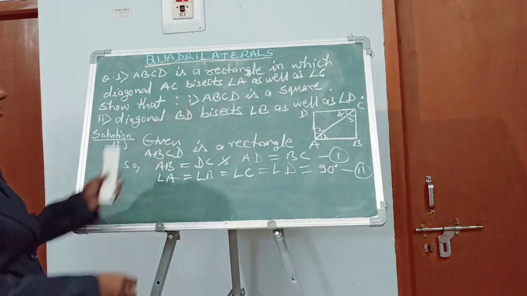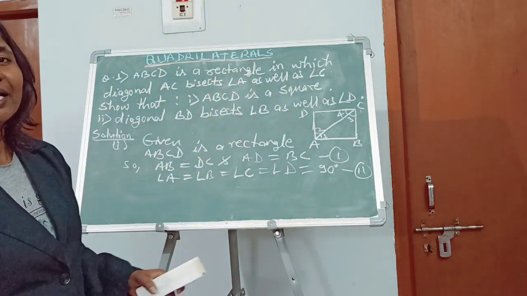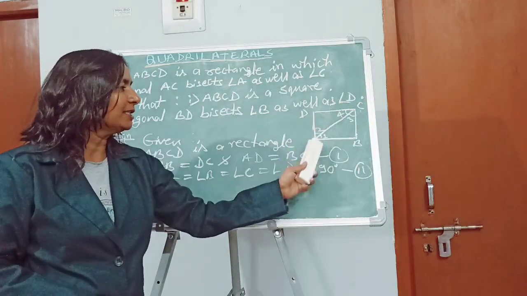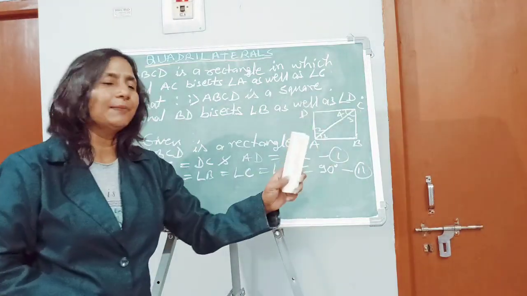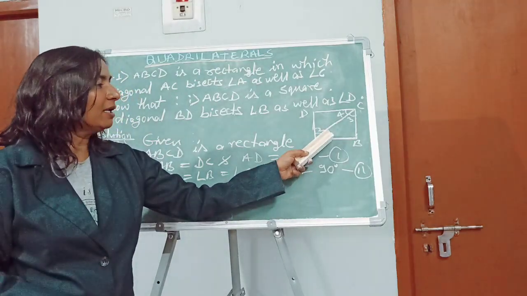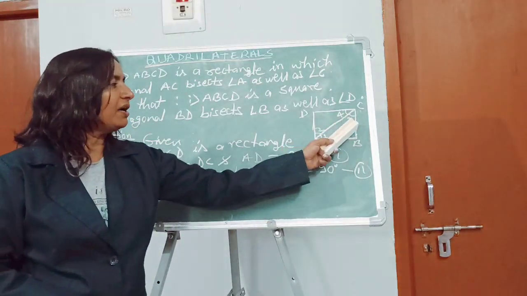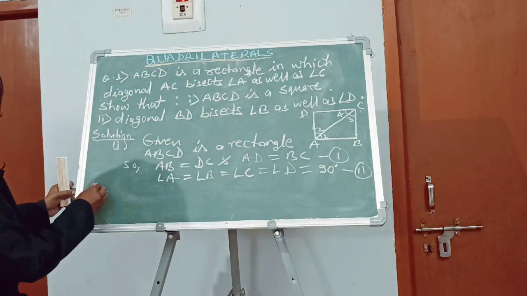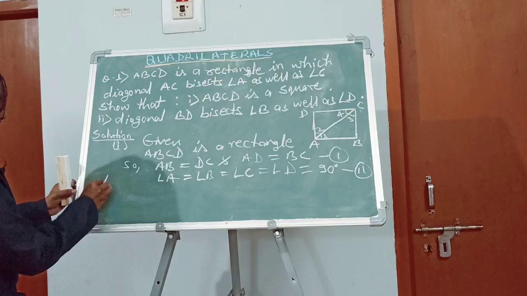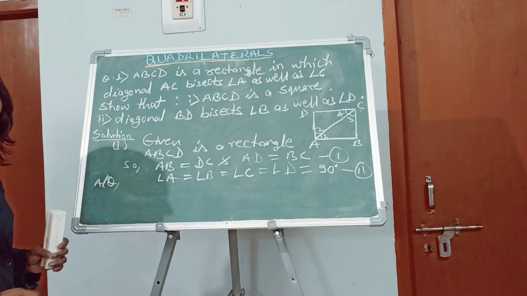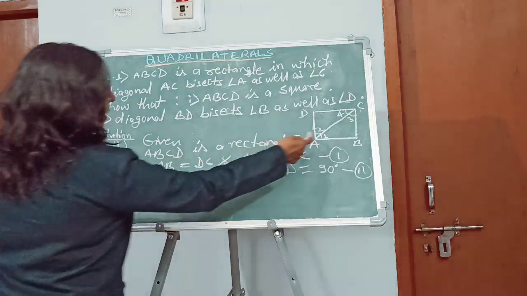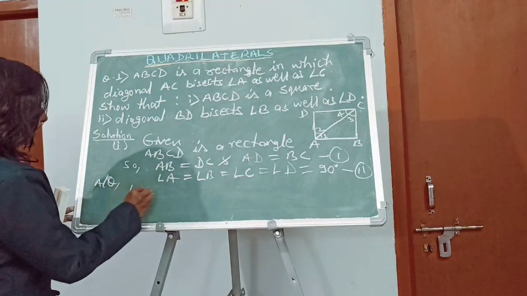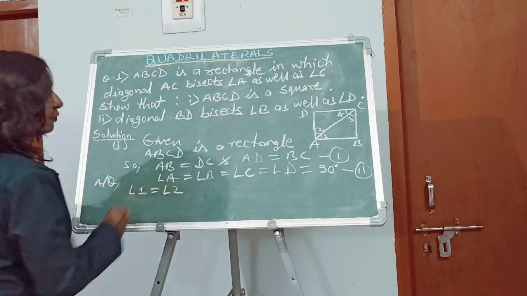So let us see. It is given that AC bisects angle A as well as angle C. So if this is angle A, this AC is bisecting angle A as well as angle C. Let this part be angle 1, this part angle 2, this part angle 3, this part angle 4. So according to the question, what would happen? Angle 1 is equal to angle 2.